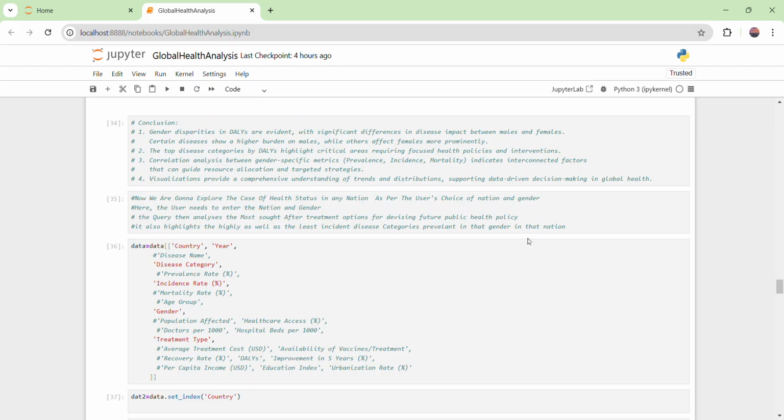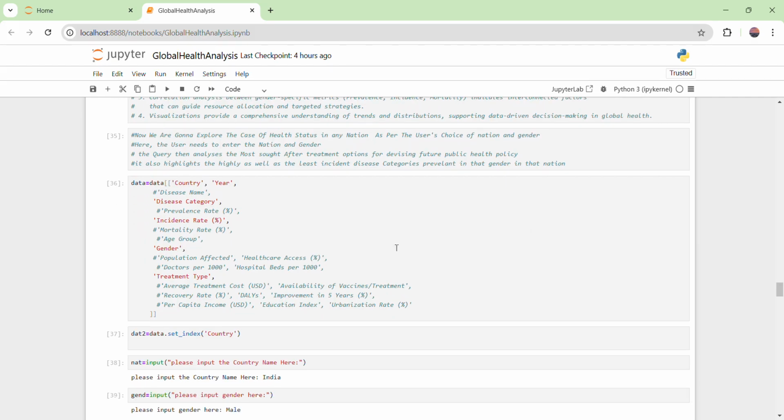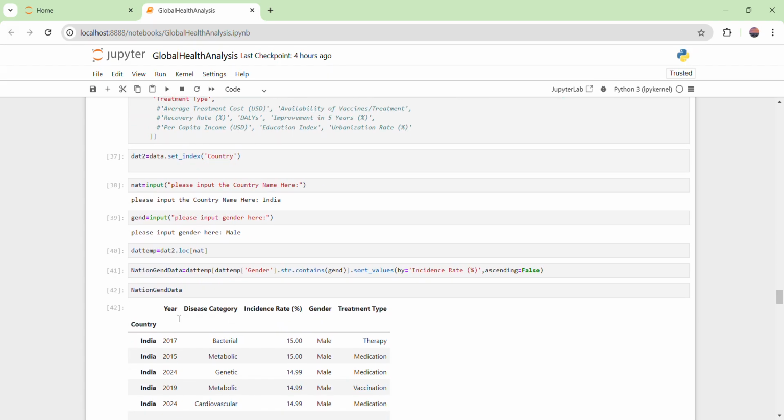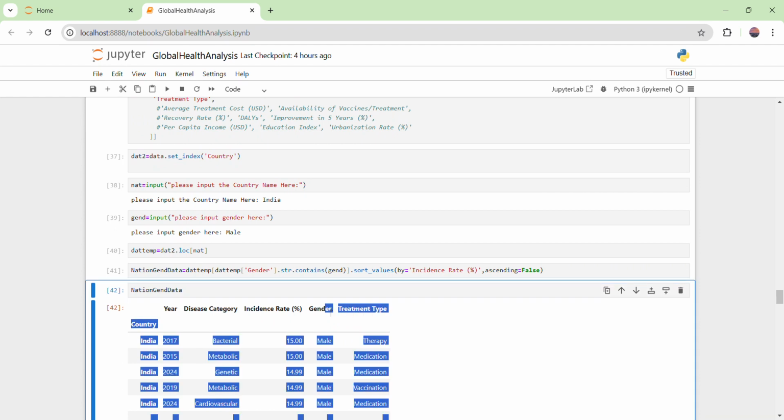But what we have tried further to do is to explore the particular health status of a particular nation based on a particular gender. So what we have used is we have just grouped the data. We have taken a few of the columns, these 4 to 5 columns. These 4 columns have been used for further analysis of the data.